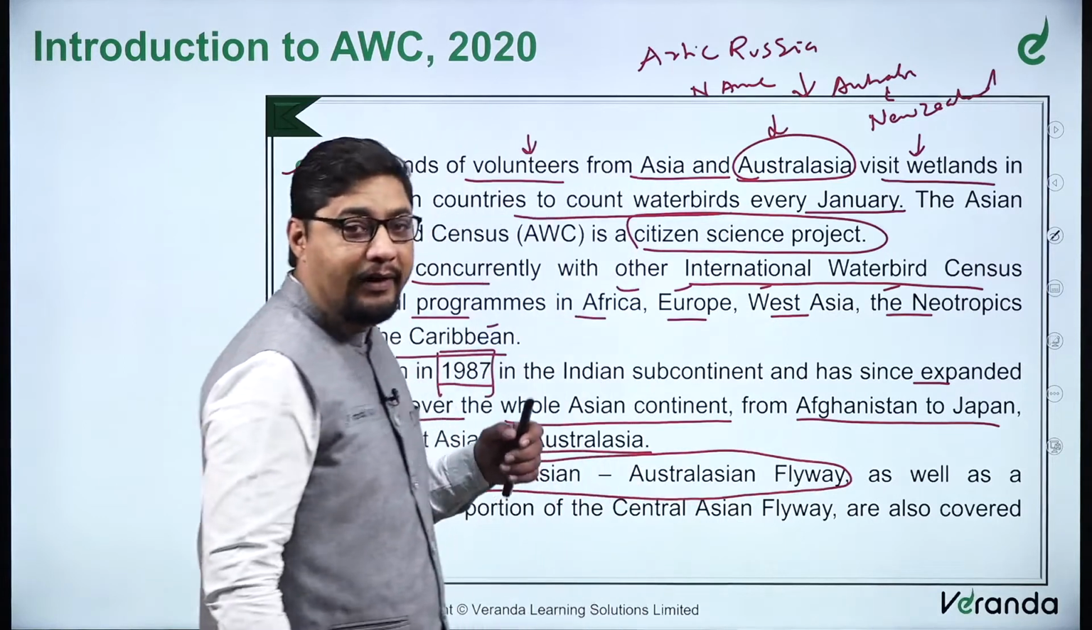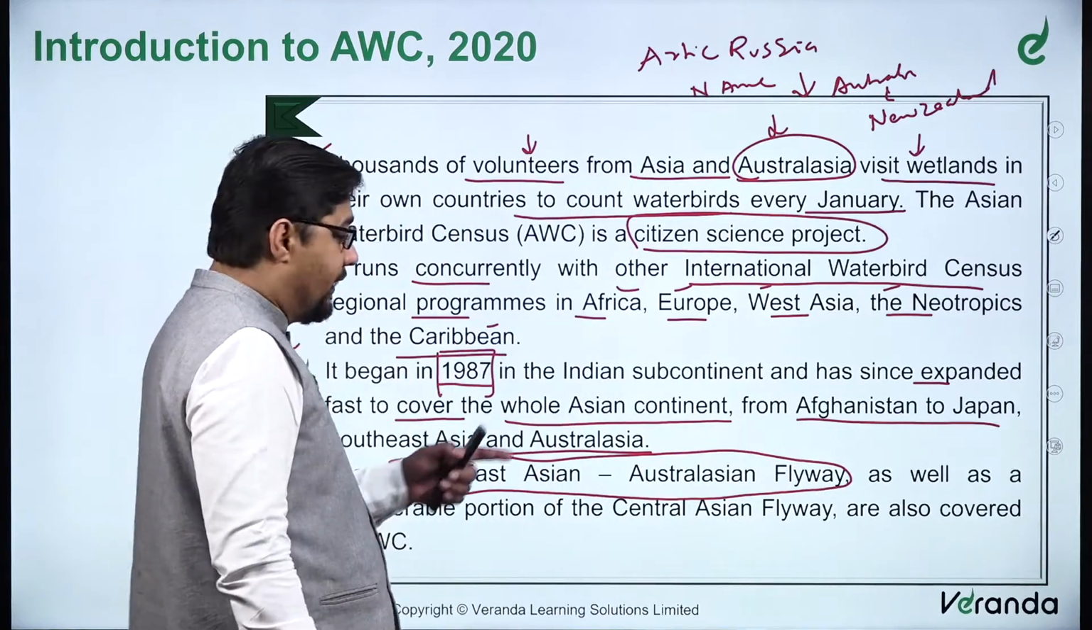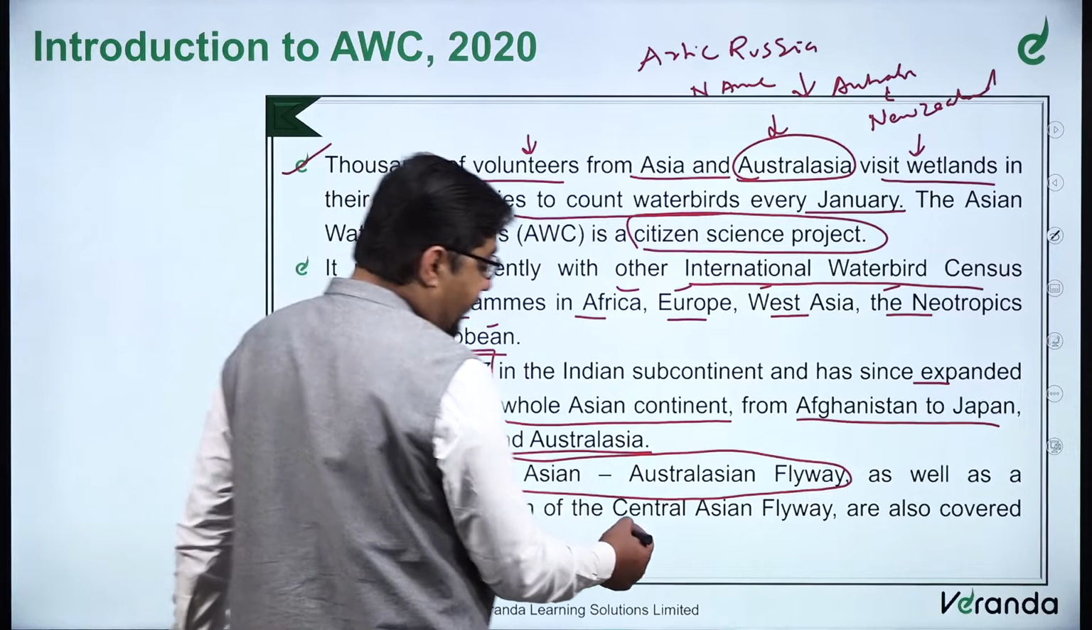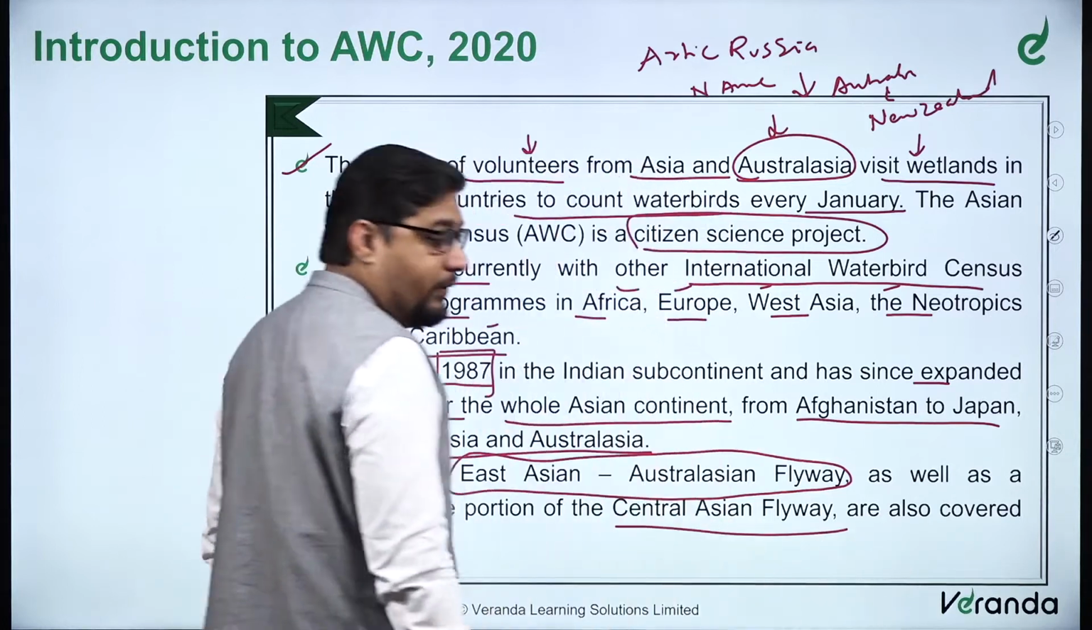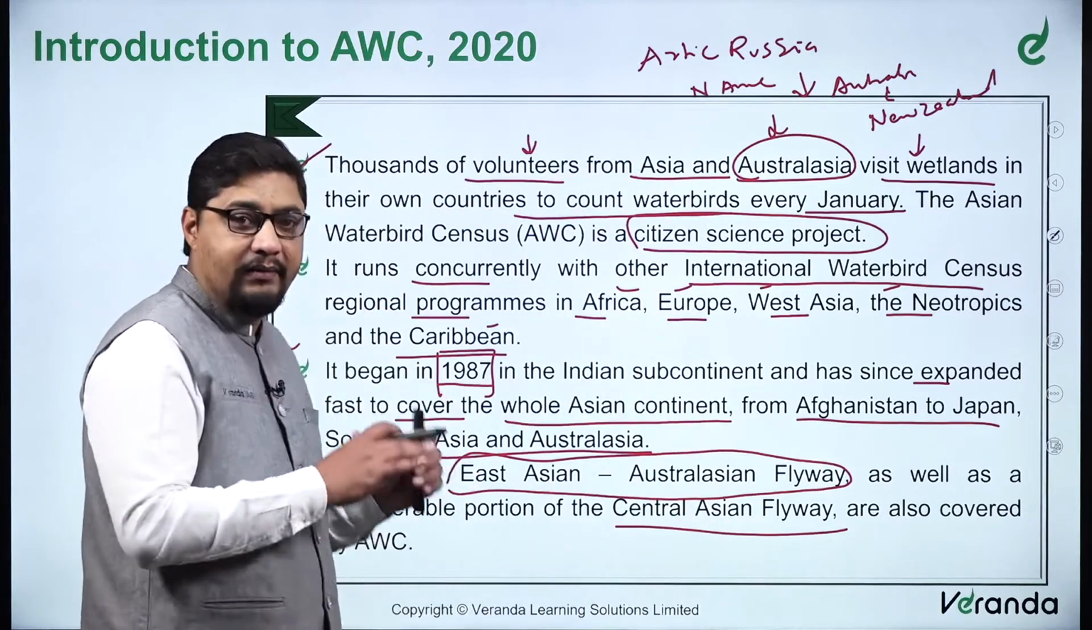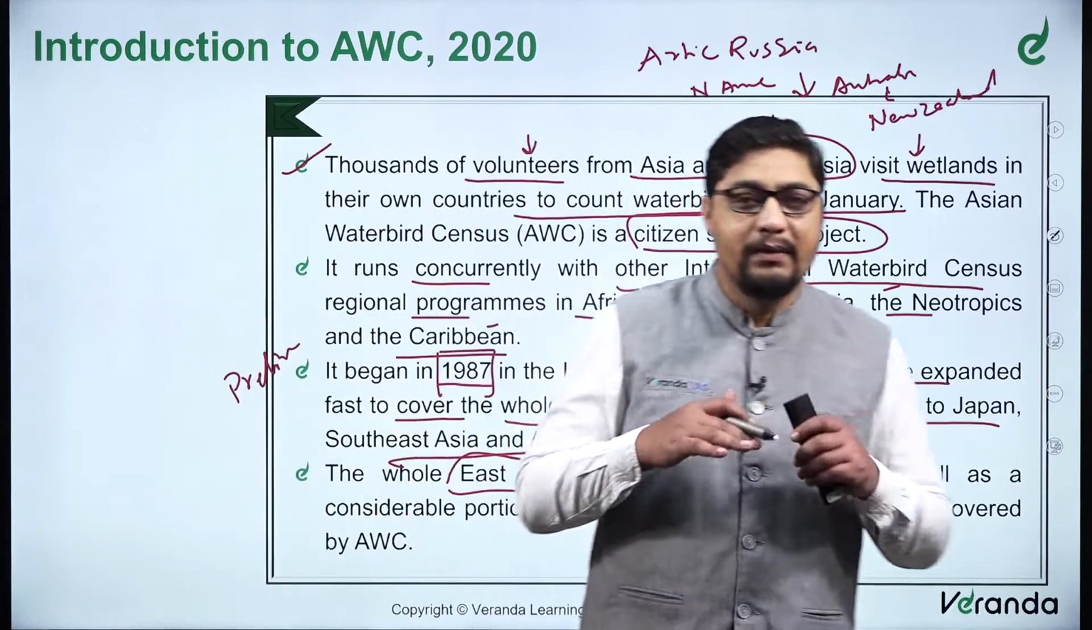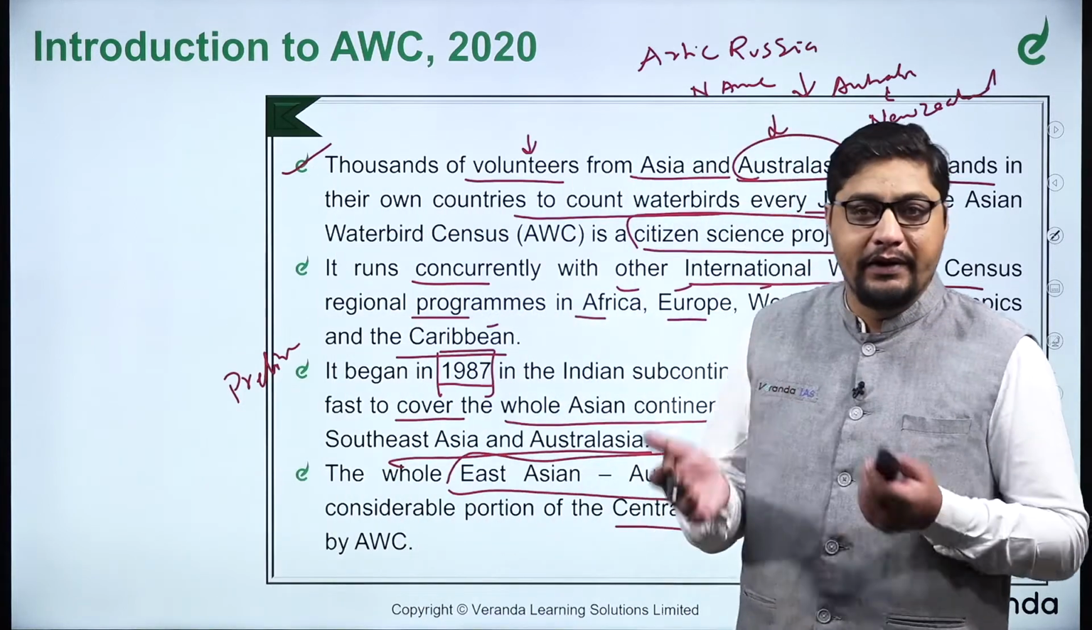So it is covering a very large span, and a considerable portion of the Central Asian flyway is also covered. Okay, so the flyways, again I will tell you, flyways are the regions, or we can say the paths, from which the birds fly from one region to another region.